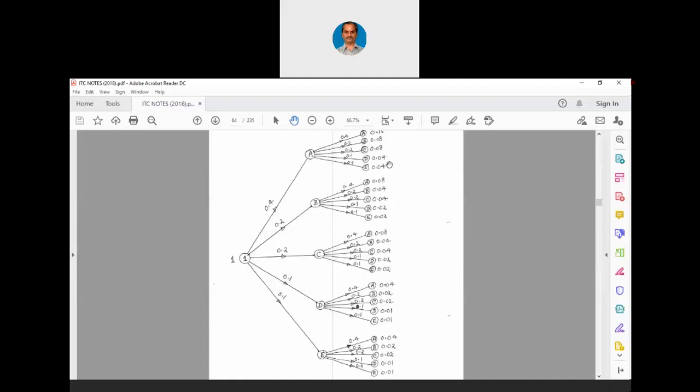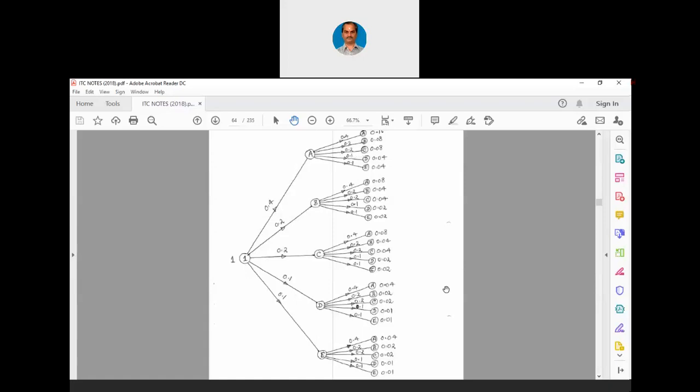For each of these sequences, the probability is computed, because 0.4 into 0.4 is 0.16, and 0.4 into 0.2 is 0.08. It is a joint probability which is going to be multiplied because they are statistically independent.